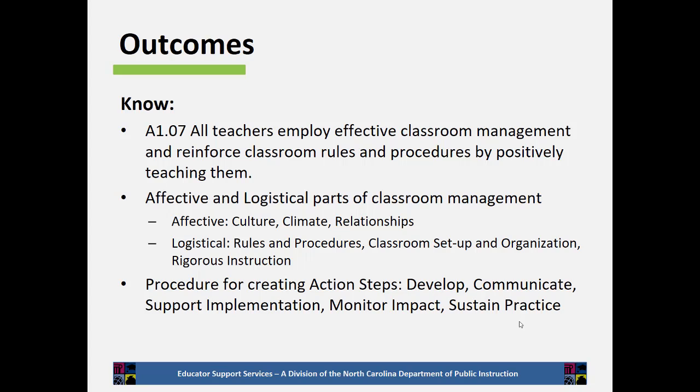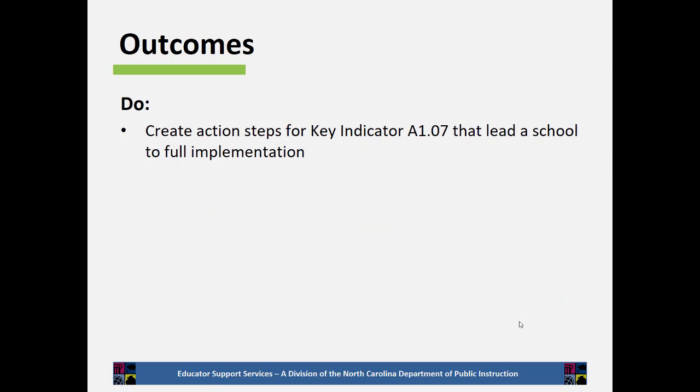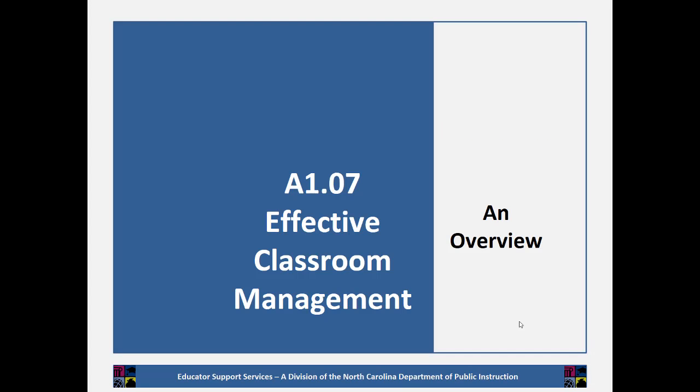We'll spend some time talking about the effective and logistical parts of classroom management, both culture, climate, relationships, a little bit about rules and procedures, classroom setup, and we'll also share a procedure for creating action steps and ways to help you make your action steps a little bit more targeted through this procedure where we develop, communicate, support, monitor, and sustain. Hopefully, after you finish watching this video, you'll be able to go back into your school improvement plan and NC STAR and create action steps for key indicator A107, as well as action steps for any other indicator as well. That being said, let's go ahead and get started.